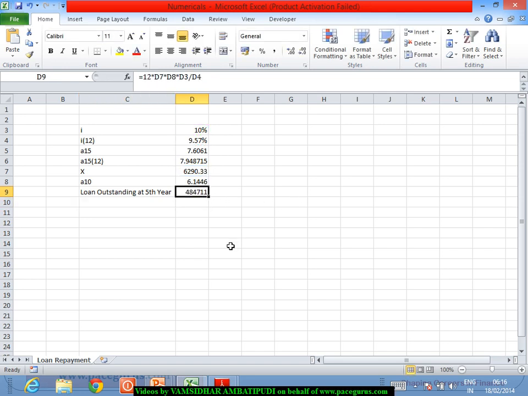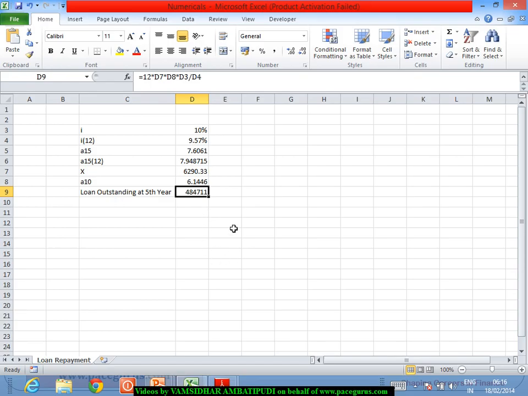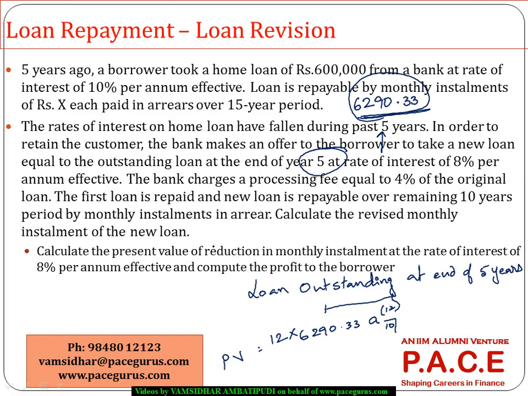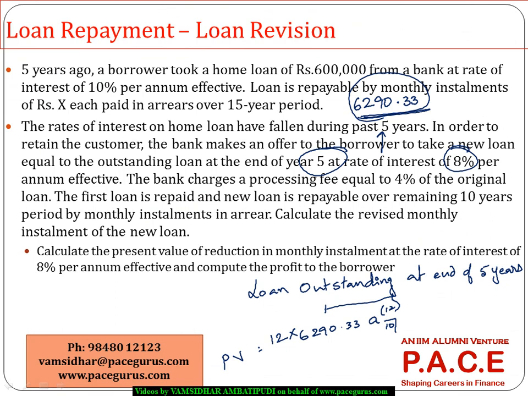So overall it is saying that the loan that is still outstanding out of that 600,000, 484,711 is still outstanding. So now on this we are talking about a revised loan at the rate of 8% per annum. So we are talking about new interest at the rate of 8% per annum.